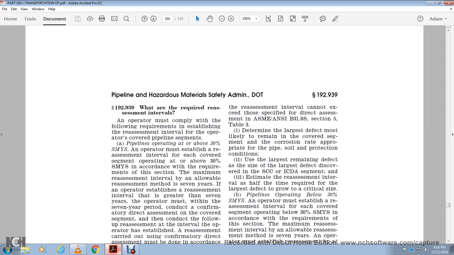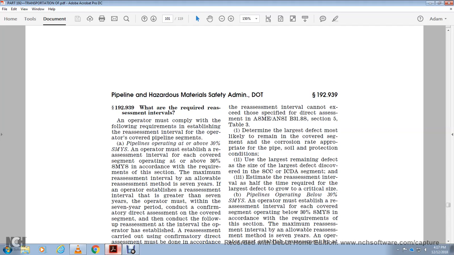However, the reassessment interval cannot be exceeded with the direct assessment of the ASME ASI B31 and section 5 of the table 3 with direct for the largest defect with the most likely to remain the covered segment of the corrosion rate with the appropriate pipe soil protection conditions. If the largest remaining defect of the site with the largest defect is covered in the stress corrosion cracking in ICDA segment estimated with the reassessment interval with the half of the time of the required with the largest defect will grow to the critical size.